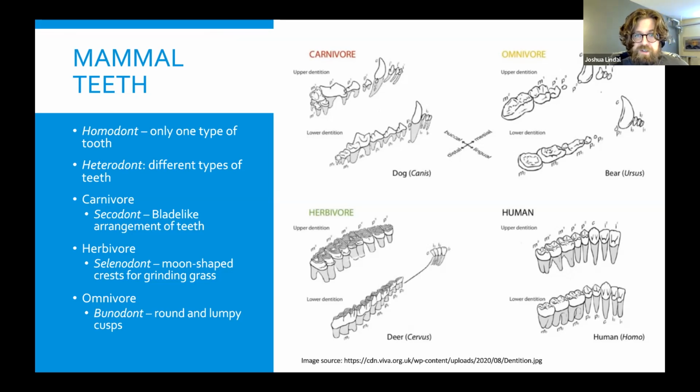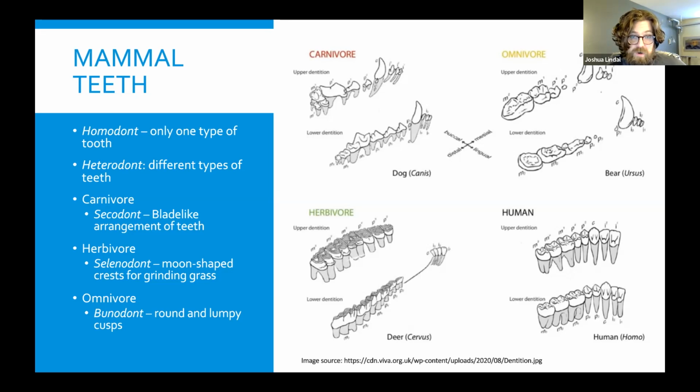And there's a lot of different technical terms that we can use to describe the specialized dentitions of different types of mammals. And we're only going to go over a small number of those terms here because there are so many and they're very complicated. But just for an example, an animal like a carnivore, in the first example here, a dog is an example of a carnivore. Carnivores have secodont teeth. This means that they have blade-like chewing teeth that are arranged in a row like a serrated knife. And you can imagine that a row of serrated blade-like teeth are good for slicing up meat. So this is a specialization to a diet that's based almost entirely on meat.